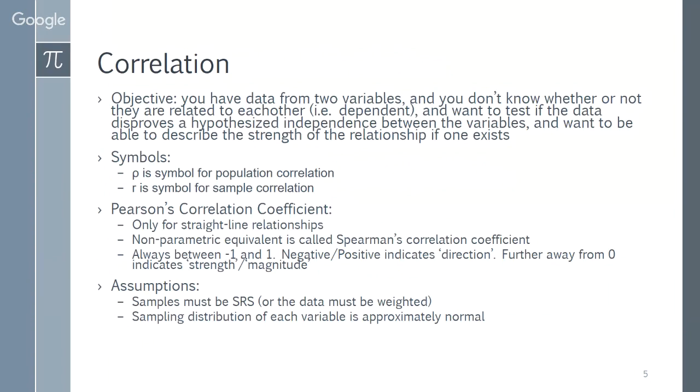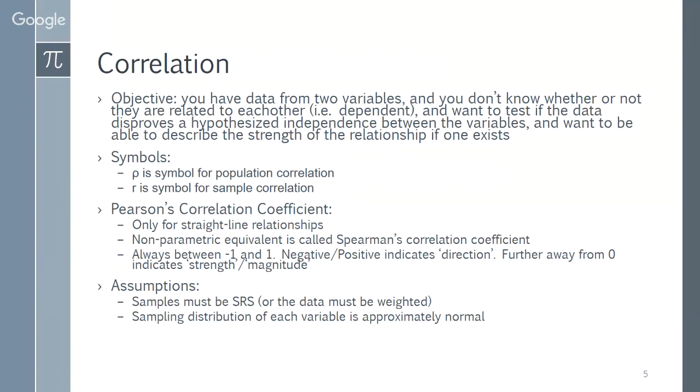What that means is if you have two variables, x and y, and as x increases, y decreases, that's a negative relationship. So then your correlation coefficient will be negative. If as x increases, y also increases, then your correlation coefficient is going to be positive. So the negative and positive sign on the correlation coefficient just indicates direction. It doesn't actually indicate strength or magnitude. Strength or magnitude is determined by how far away from zero your correlation coefficient is.